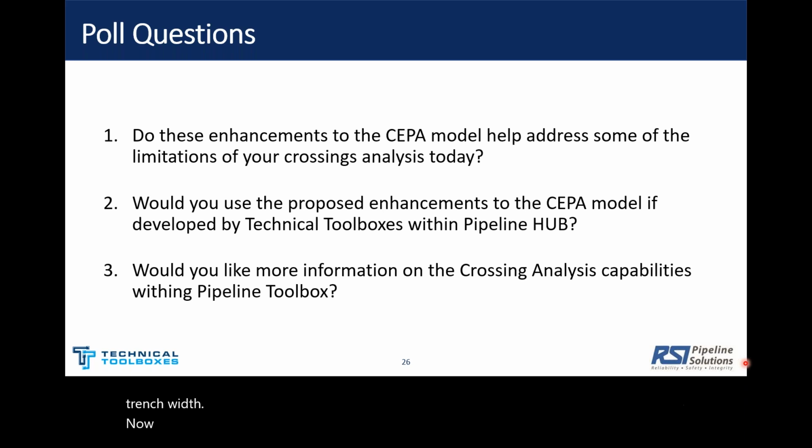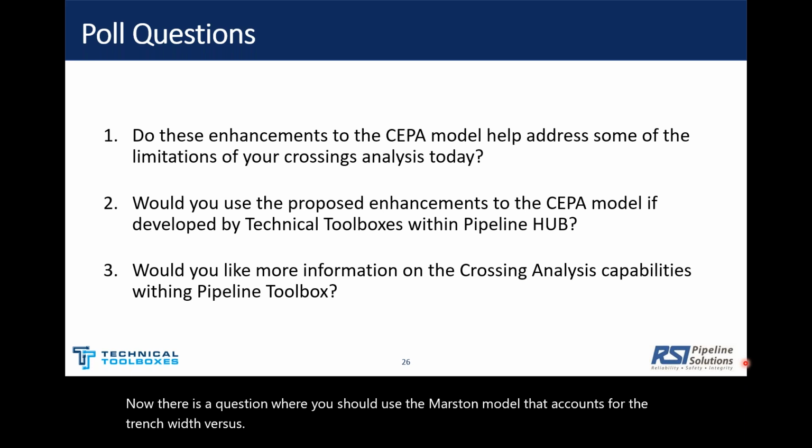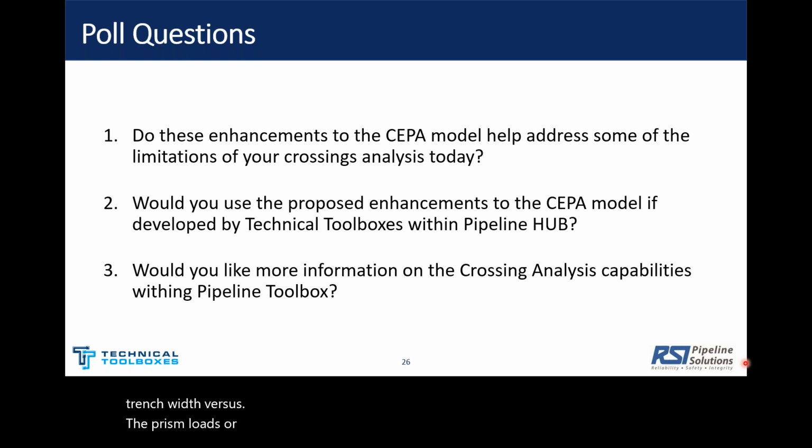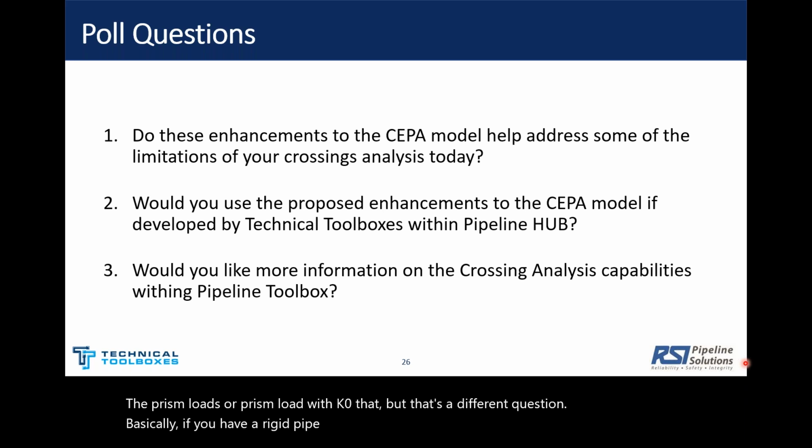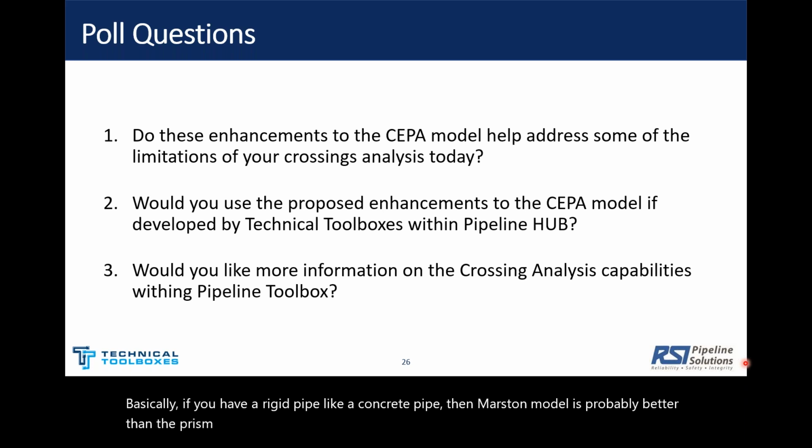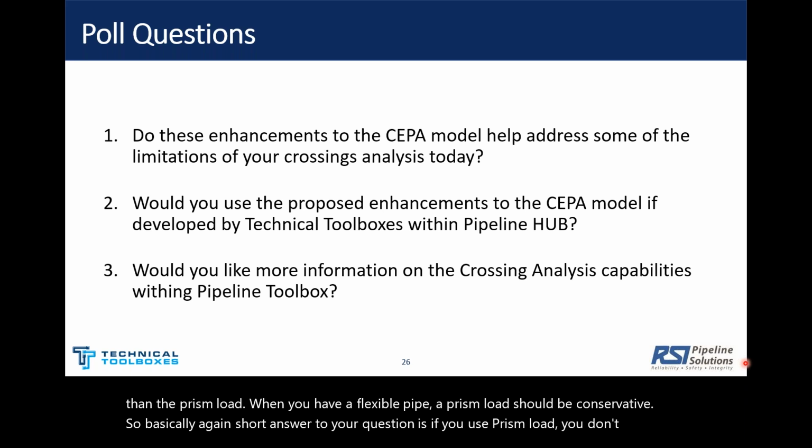Now, there is a question of where you should use the Marston model that accounts for the trench width versus the prism load or prism load with K naught. But that's a different question. Basically, if you have a rigid pipe like a concrete pipe, then the Marston model is probably better than the prism load. When you have a flexible pipe, prism load should be conservative. So again, the short answer to your question is, if you use prism load, you don't have to worry about it.